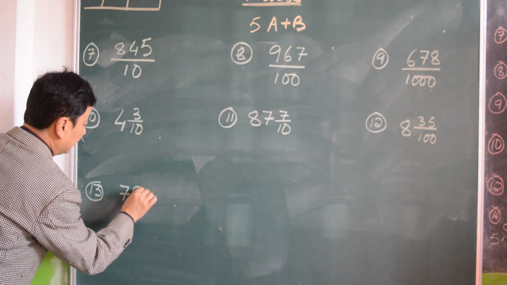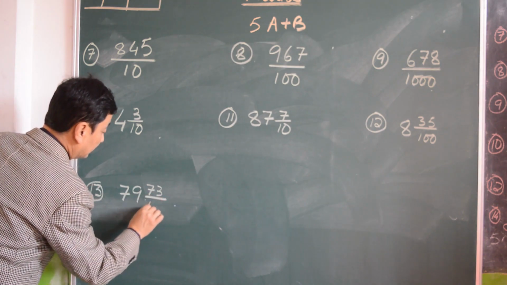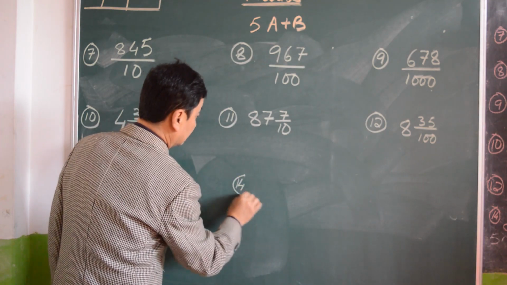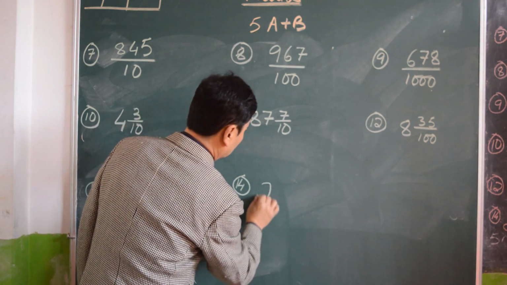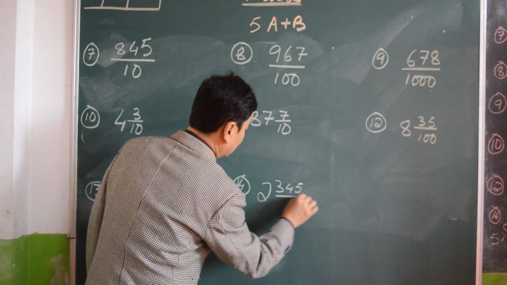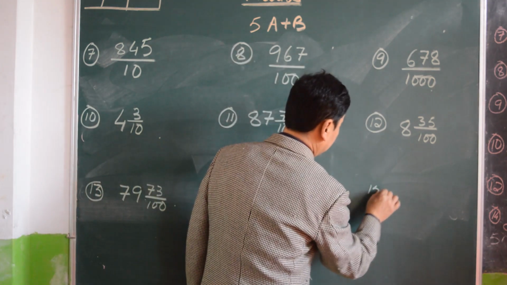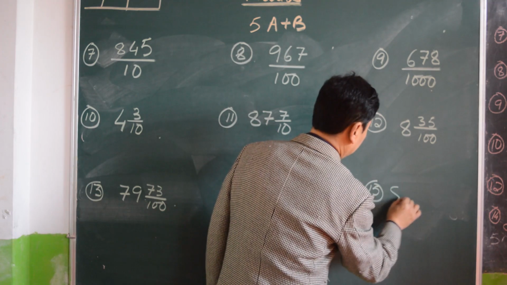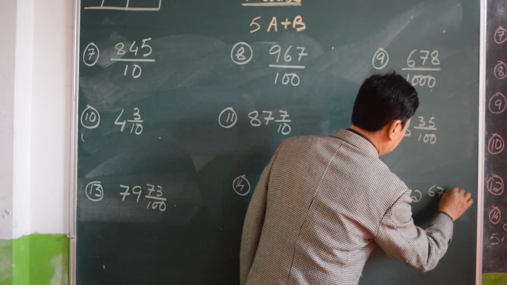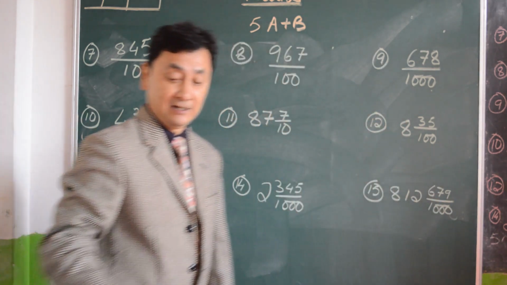Number 13: 79 and 73 hundredths. The more we do, the better we understand. Number 14: 2 and 345 upon 1000. And the last one: 812 and 679 upon 1000. So I have finished writing the sums.